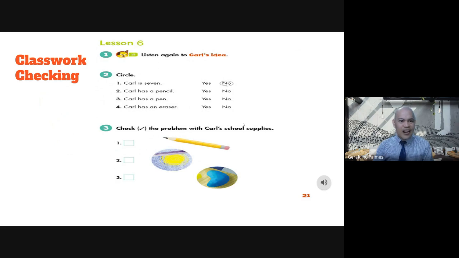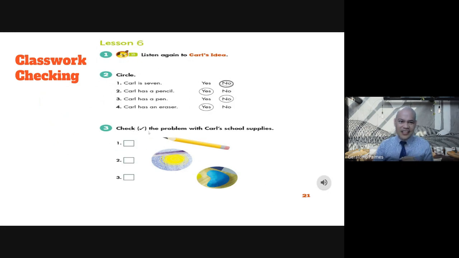Okay, so Carl's idea. Number 2, Carl has a pencil. What do you think? Yes or no? Pencil? Yes, Carl has a pencil. Carl has a pen? No. Carl has an eraser? Yes.